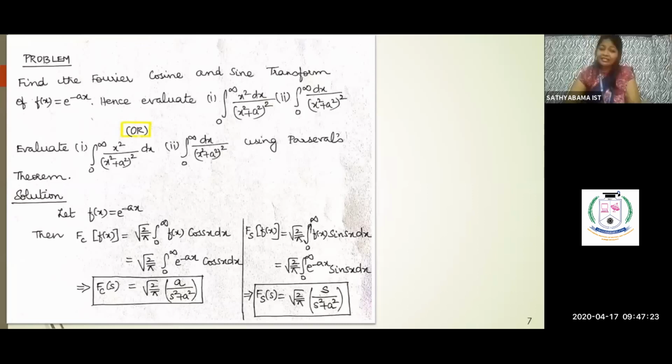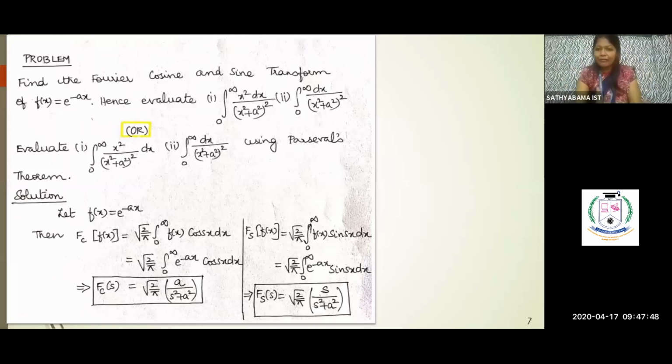You can straight away write it. You can take it as a result. It's not wrong at all. Similarly, what is Fourier sine transform of e power minus ax? It is root of 2 by pi integral 0 to infinity e power minus ax into sine sx dx. And what is that equal to? Root of 2 by pi s by a square plus s square. So we found the first part of the problem. We found the Fourier cosine and sine transform of e power minus ax.